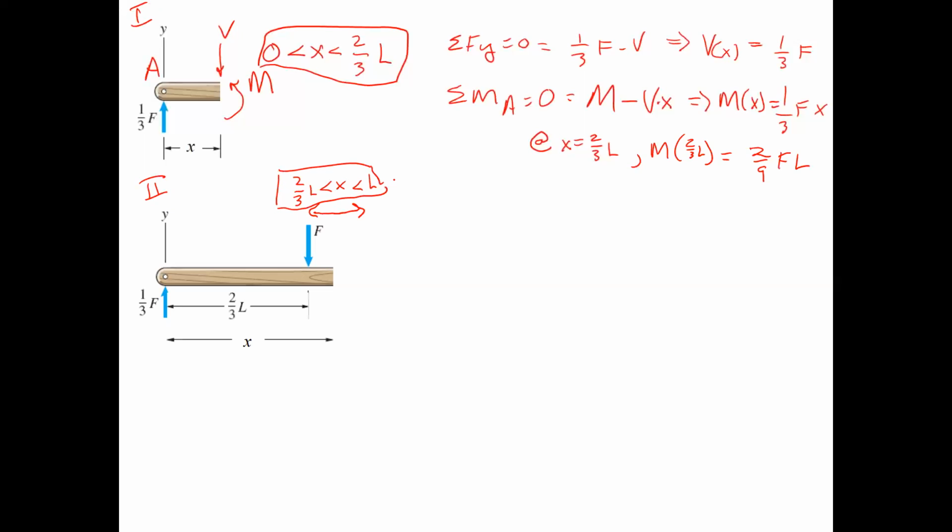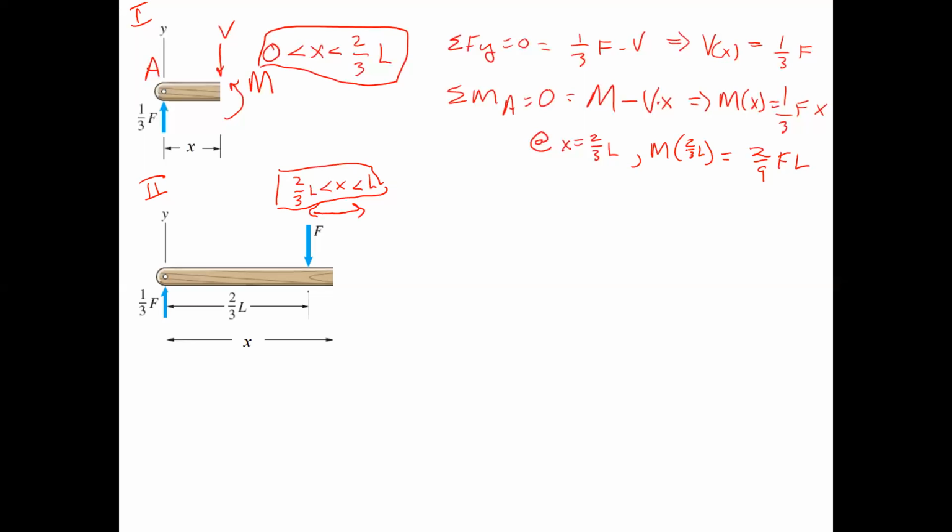Question? On the previous things, what do those numbers mean? Specifically the 2 over 9 FL? What do those numbers mean? Well, what is F? F is a force. And what is L? L is a length. It's a moment. It's a force times a length.